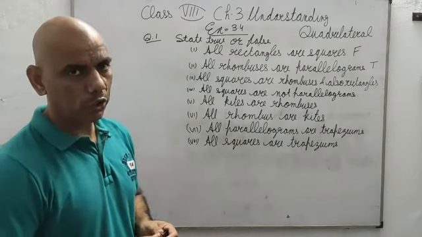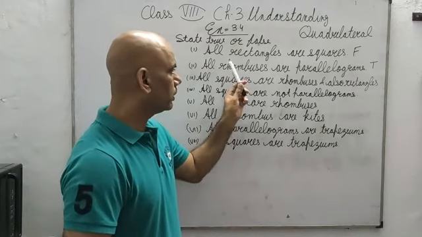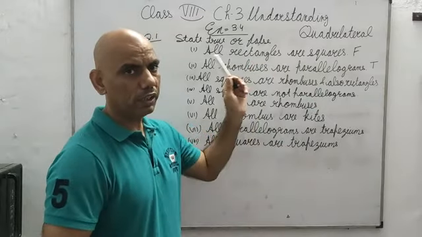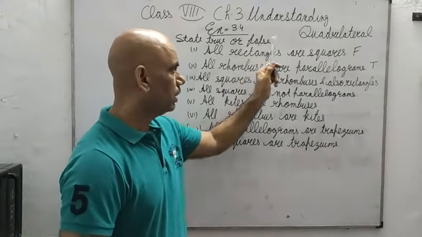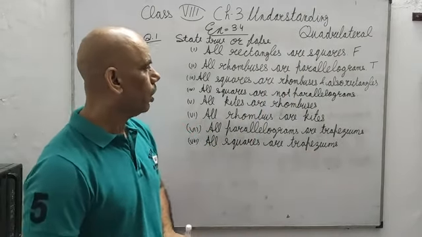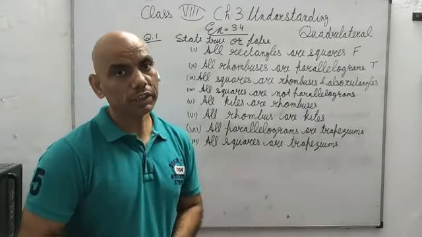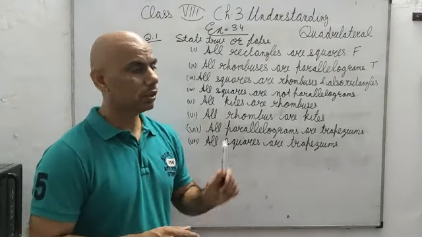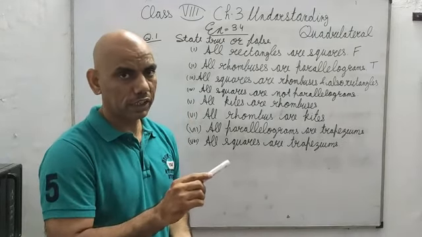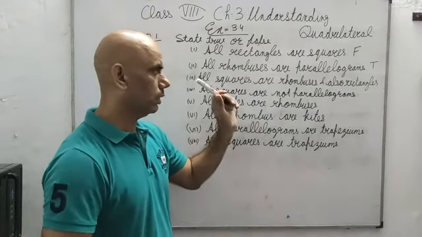Now, I hope you are able to understand what I am going to explain. A rhombus must contain all the properties of a parallelogram. If it is there, it is true. A rectangle does not contain all the properties of a square, that is why it is false. Now, next. All squares are rhombus and rectangle. All the squares are rhombus. Yes, because squares contain all the properties of a rhombus, including all the sides are equal, including diagonals are perpendicular bisectors. So, it is a rhombus.